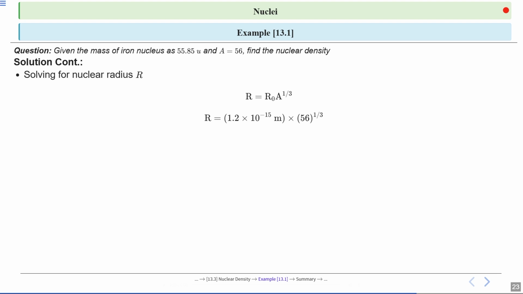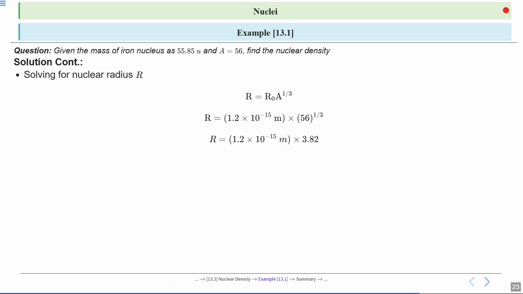Let's substitute the values into the formula. We have R equal to 1.2 times 10 to the power minus 15 meters multiplied by 56 raised to the power 1 by 3. Here 56 is the mass number for iron and we are raising it to the 1/3 power to find how much bigger the nucleus is compared to a single nucleon.